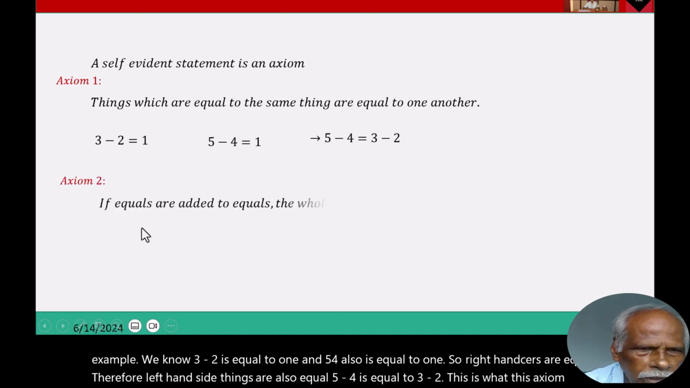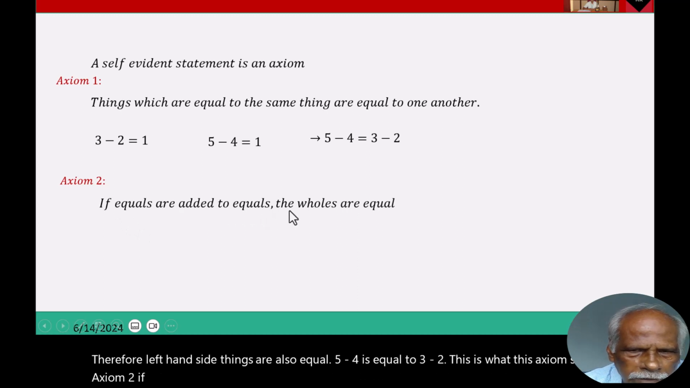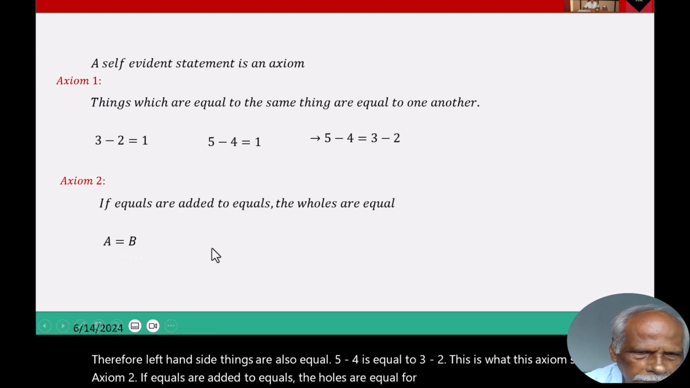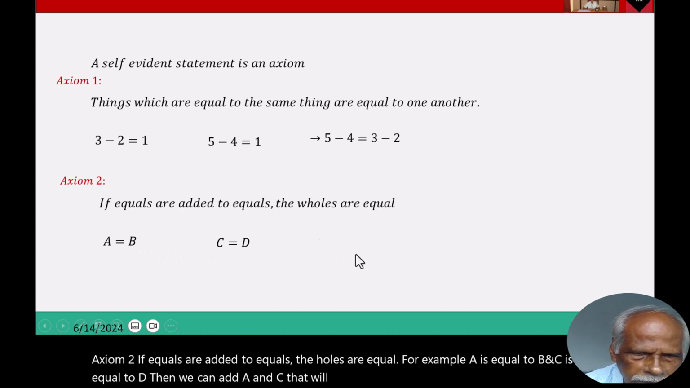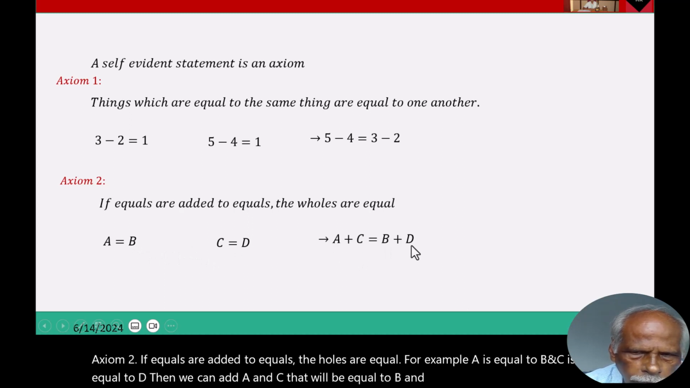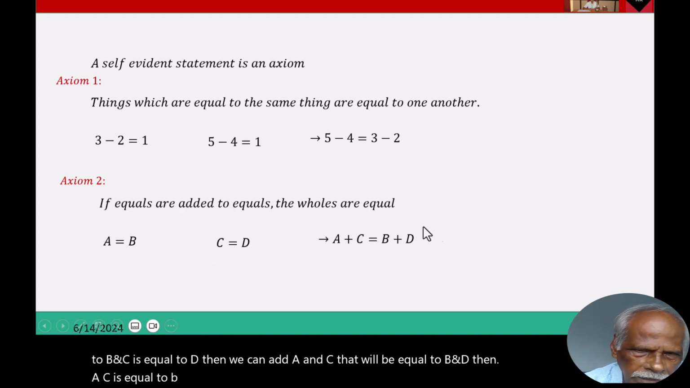Axiom 2. If equals are added to equals, the wholes are equal. For example, A is equal to B and C is equal to D. Then we can add A and C, and that will be equal to B and D. Then A plus C is equal to B plus D. That is what this axiom says.